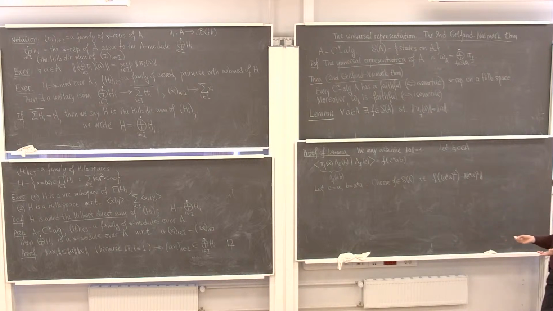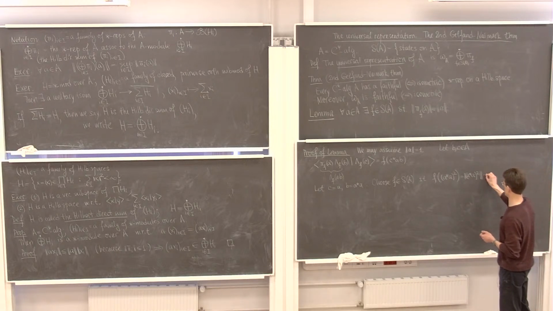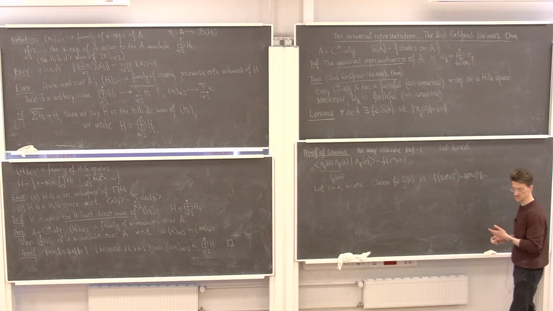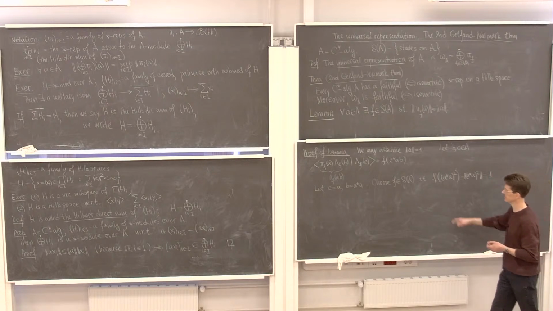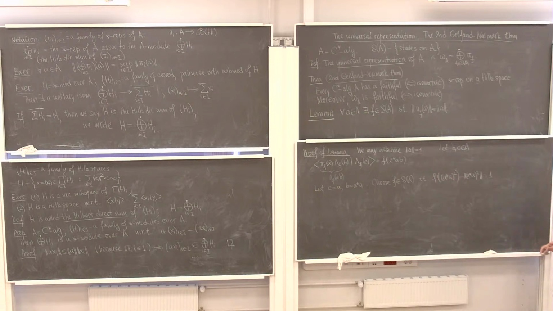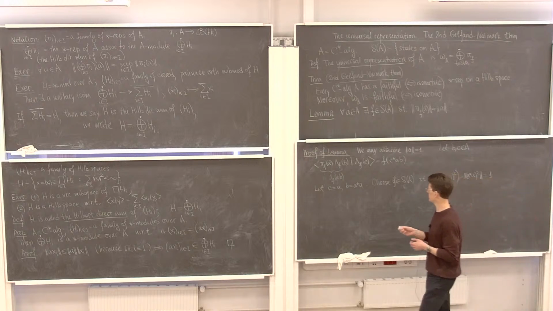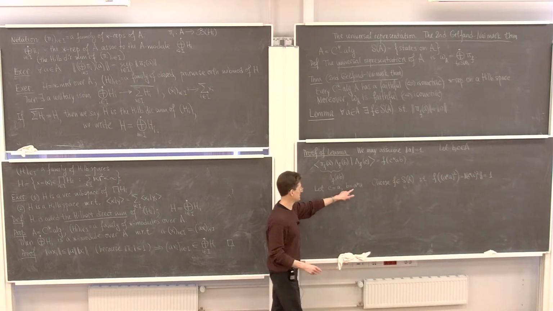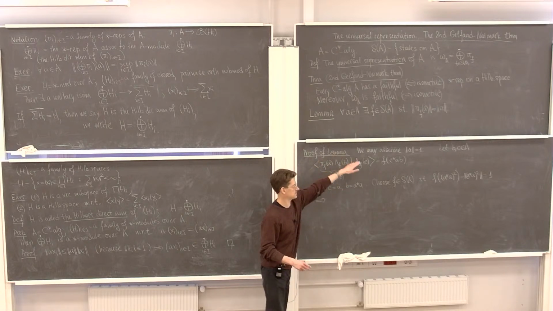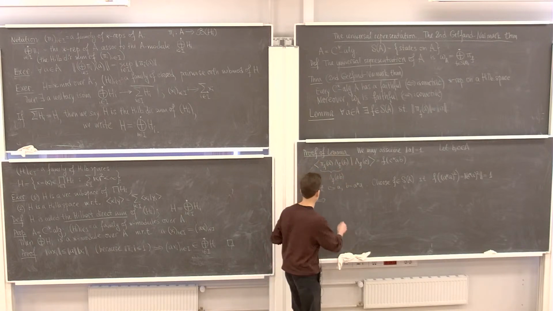This element is normal, so our result applies. We can find such a state. And this element, its norm by the C-star axiom, if we apply the C-star axiom twice, is 1, because the norm of A is 1. Therefore, for these elements B and C, we see that this number is 1.